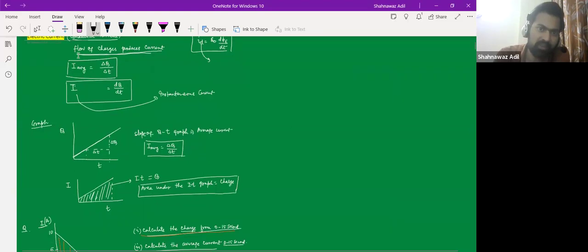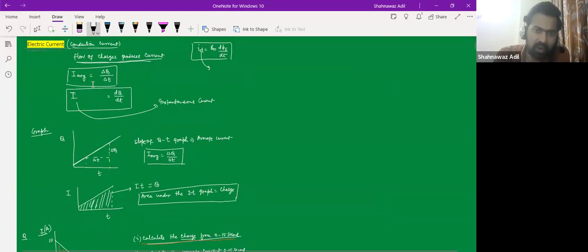Current is flow of charges, so this is Q by T. But average current is delta Q by delta T, and instantaneous current is dQ by dt. And the slope of this graph will give you the I average. So slope of the Q-T graph will give you the average current.